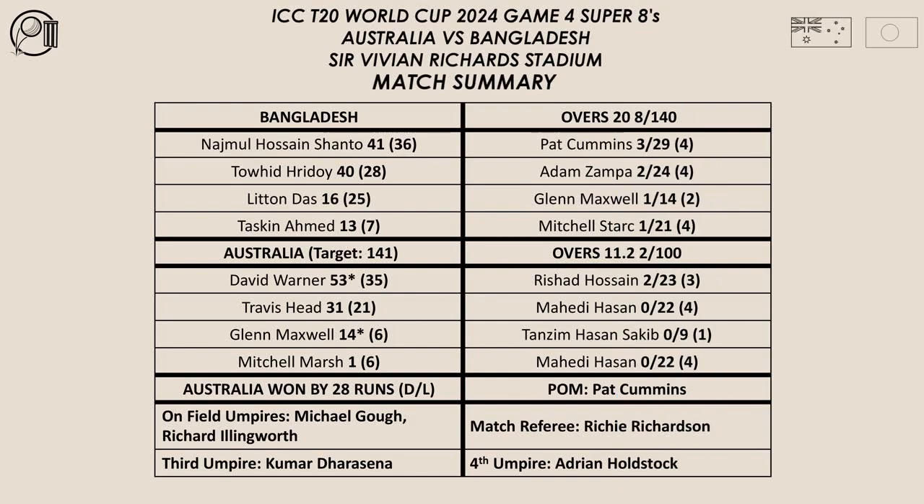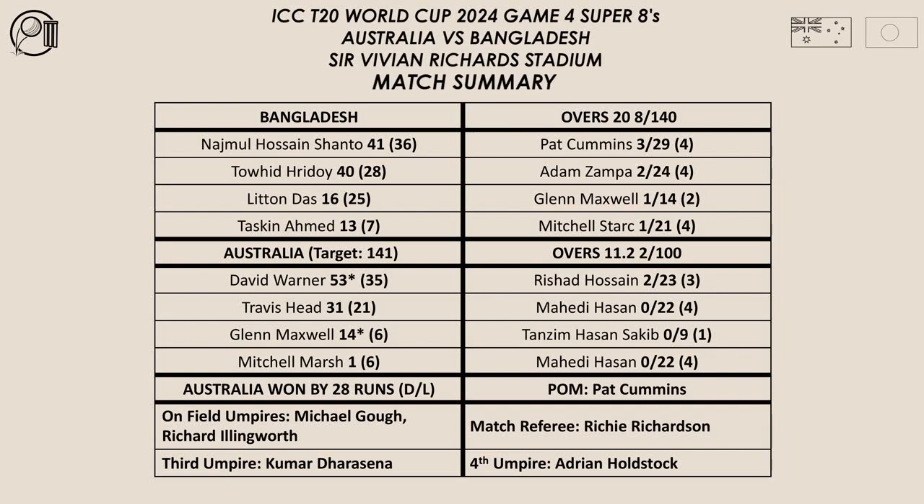Let's have a look at the match summary from match number 4 of this Super 8 stage of this ICC T20 World Cup for 2024 between Australia and Bangladesh from the Sir Vivian Richards Stadium. Bangladesh batted first and made 8 for 140 from their 20 overs. Hussain Shanto, the captain, top scored with 41, and Pat Cummins took 3 wickets for Australia.